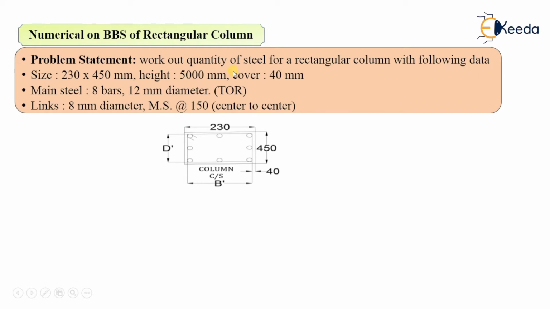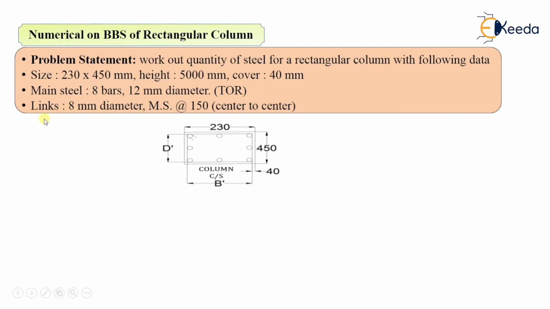They have given that you have to calculate the quantity of steel for a rectangular column, and they have given the following data. Size of column is 230 by 450 mm, height of column is 5000 mm, cover to the reinforcement is 40 mm, main steel is 8 numbers, and the diameter of main steel is 12 mm diameter bar, and the type of main steel is torch steel.